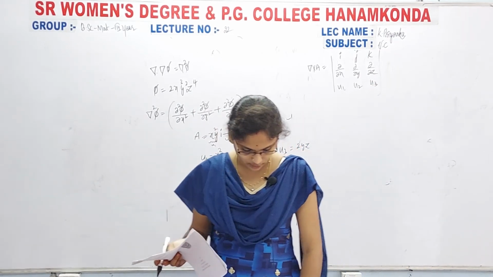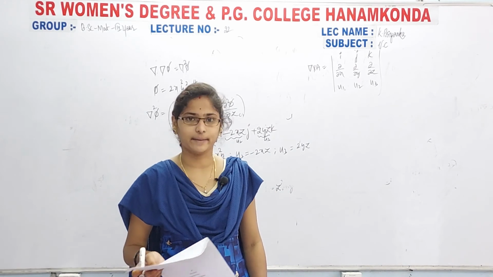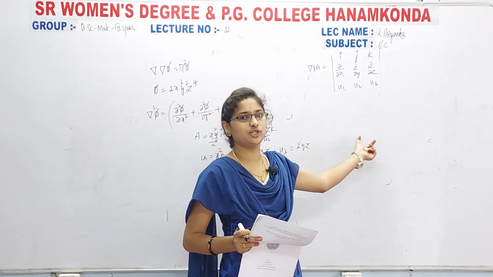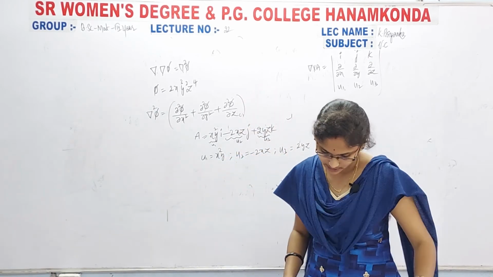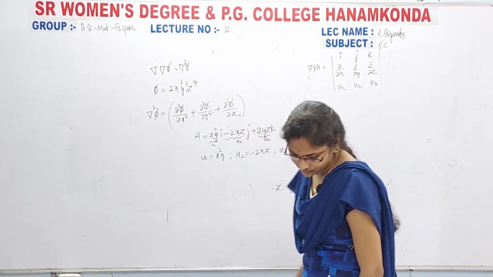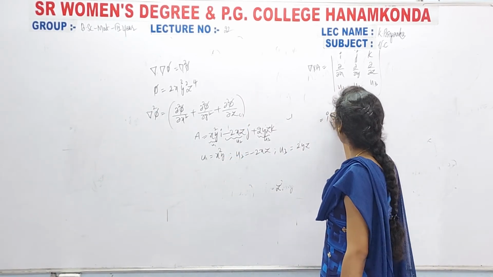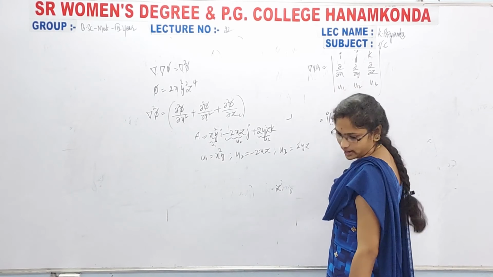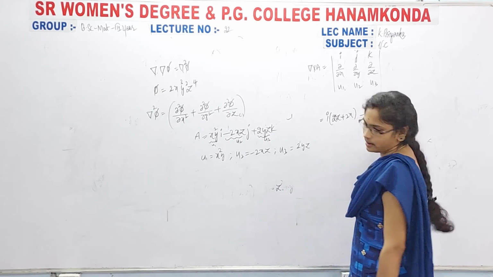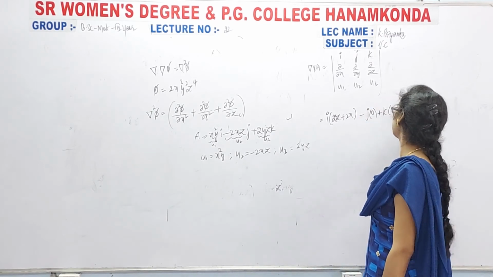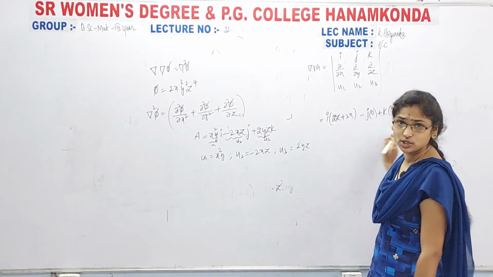You will get the value in terms of i, j, k. I of some value plus j of some value, k of some value. Again you have to consider whatever you get here. Actually the value is i of 2z plus 2x minus j of 0 plus k of minus 2z minus x square. Like this you will get.